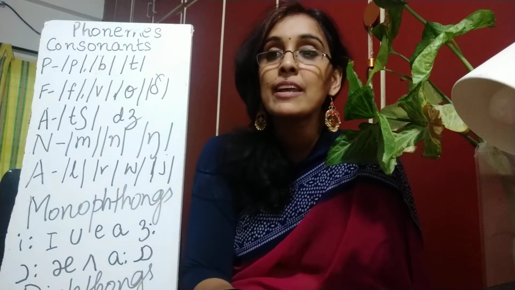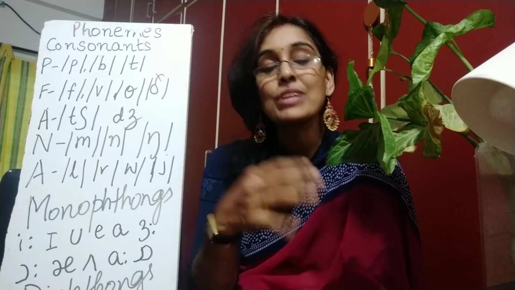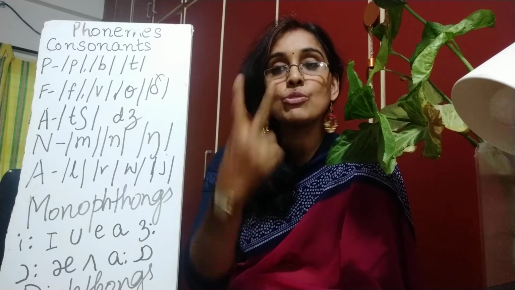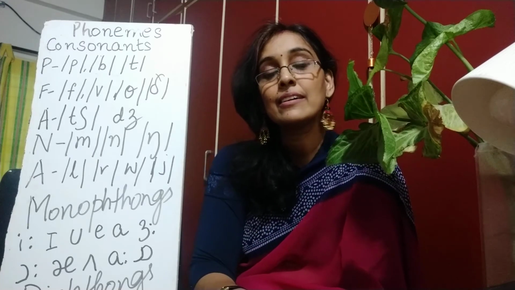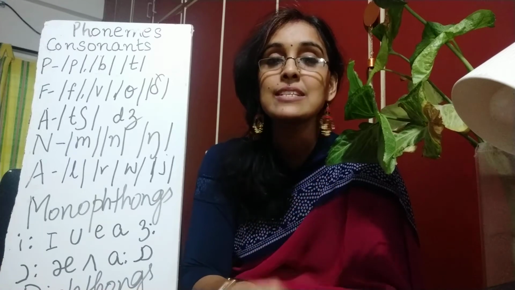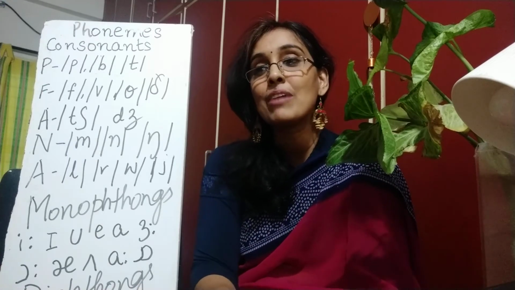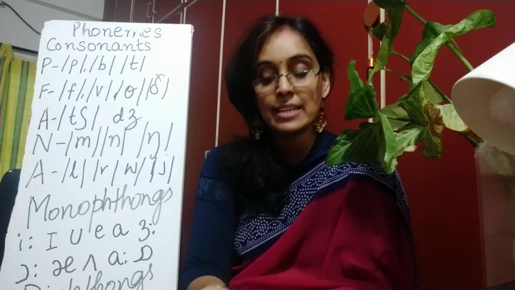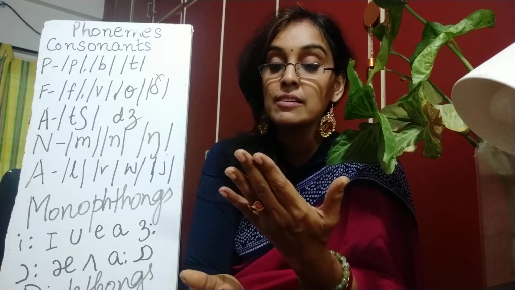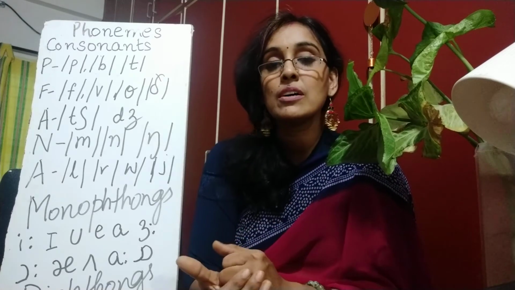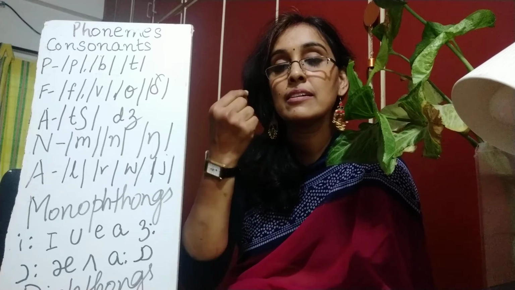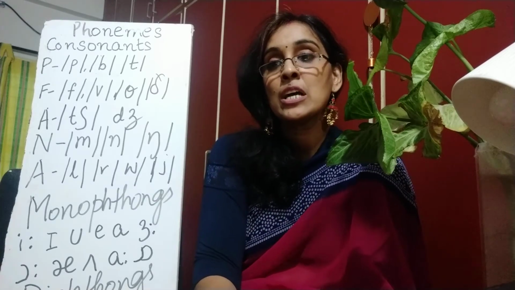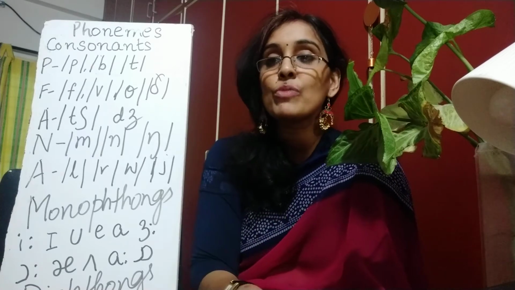Remember that there are 44 sounds or phonemes in the English language, and these sounds are broadly classified into two categories. The first category is the consonant sounds, and the second category is the vowel sounds. Under vowel sounds, again we have two subcategories: the monophthongs and the diphthongs. Let us learn about these categories.